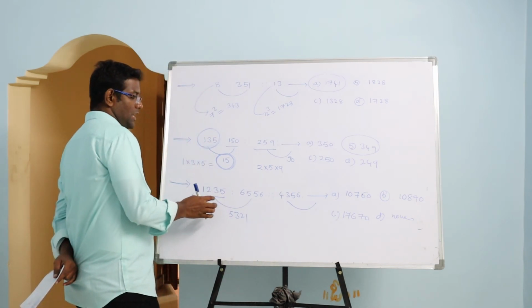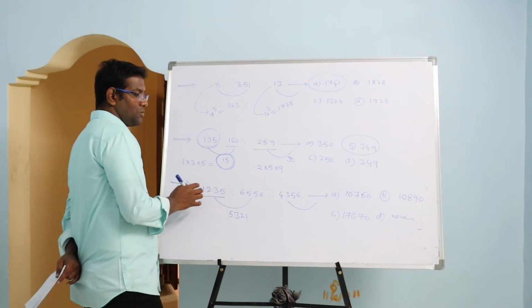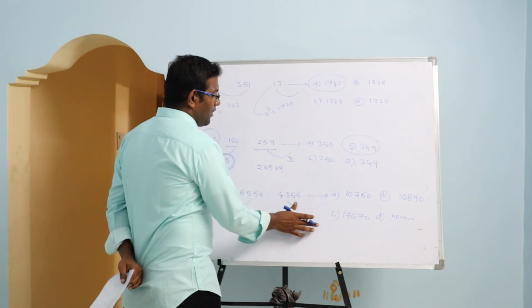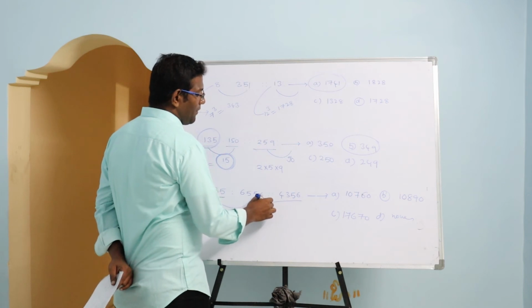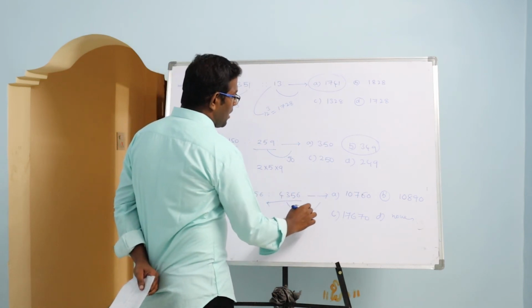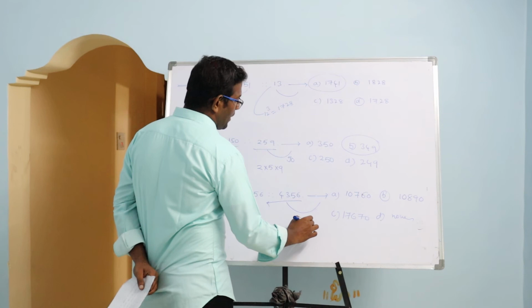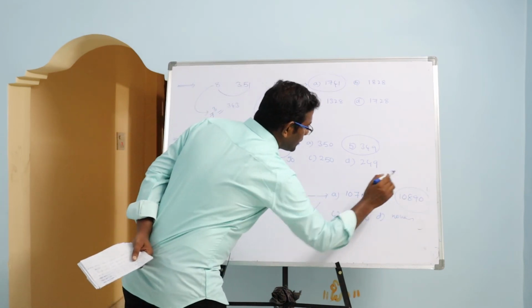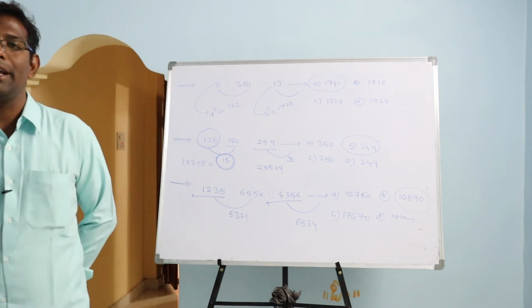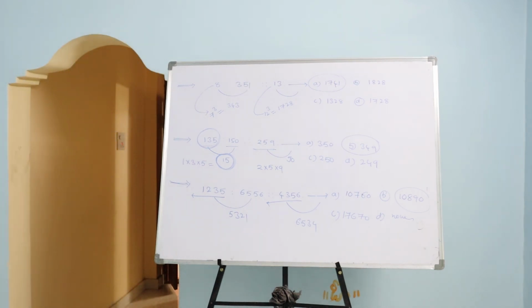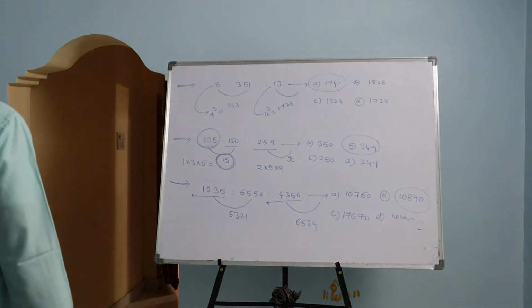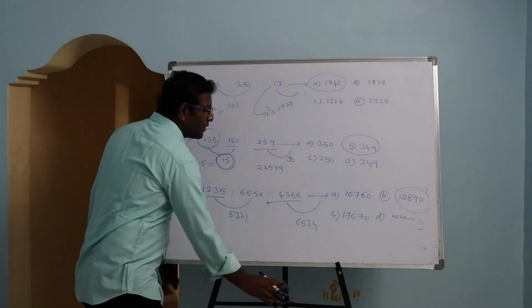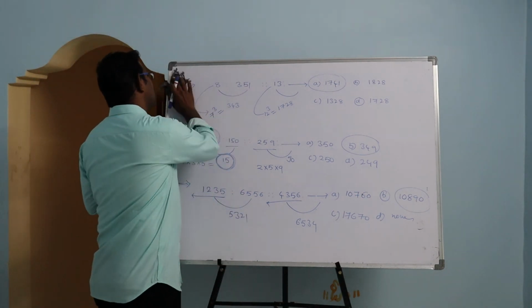1235 reversed is 5321. In the same way 4356 reversed is 6534. You can add it, your answer goes to 10,890. 10,890 is your answer. Right, clear? Now next page.